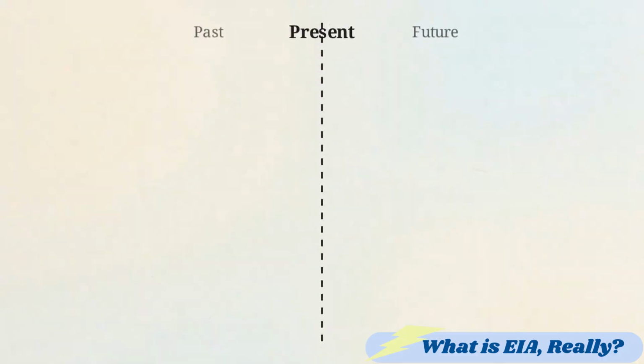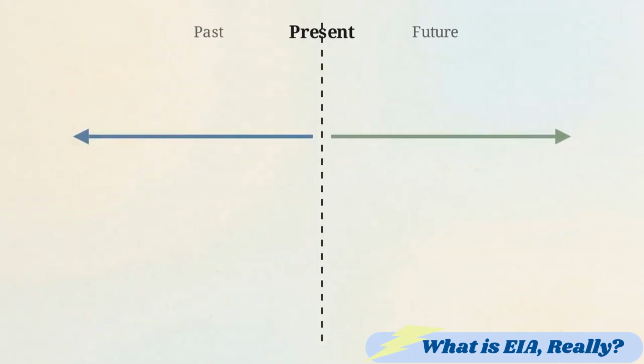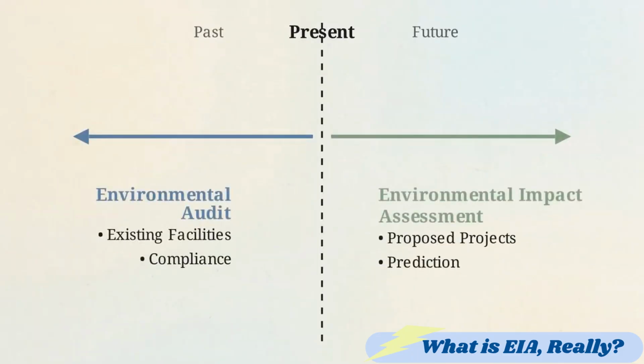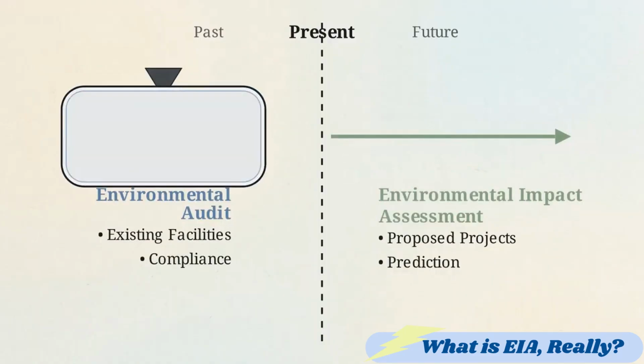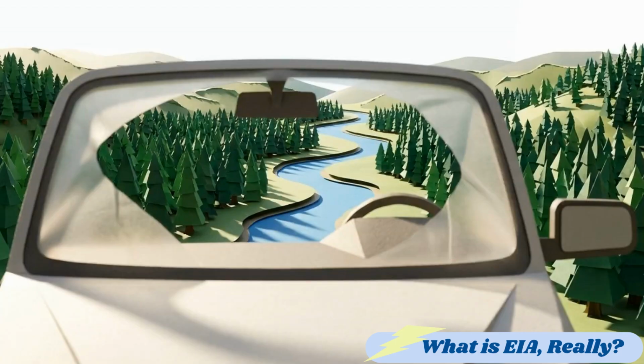Looking at this temporal diagram, the contrast is clear. While the audit points backward, an EIA points forward, evaluating a hypothetical project that does not yet physically exist. If an audit serves as the rearview mirror, assessing the road you have already traveled, then the EIA operates as the windscreen, focused on navigating future outcomes before they materialize.